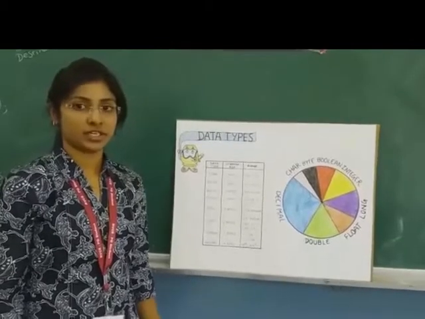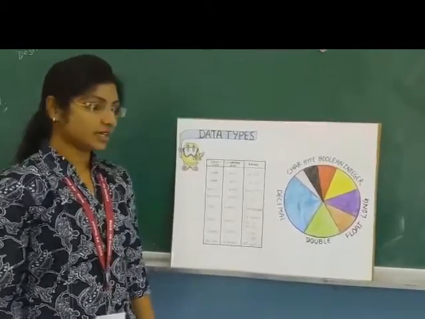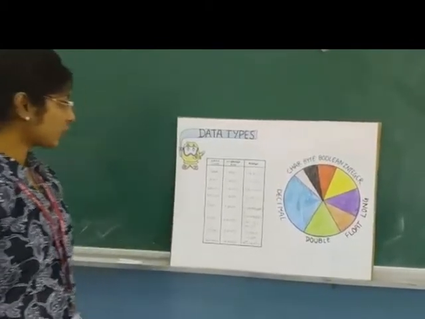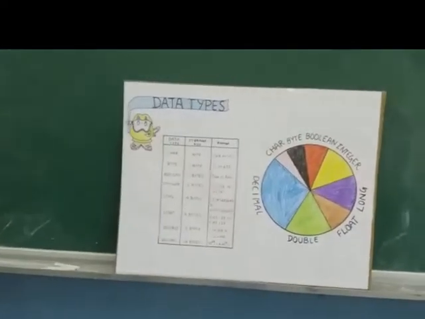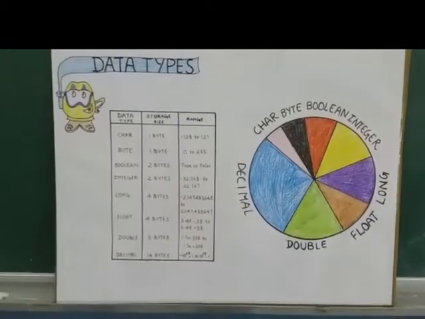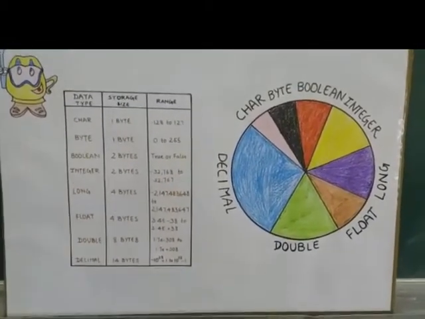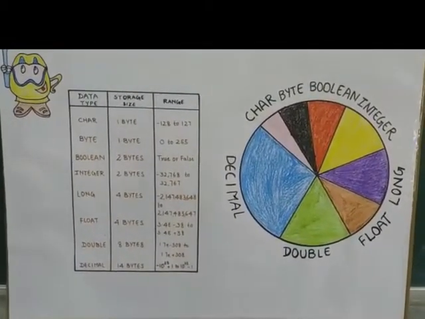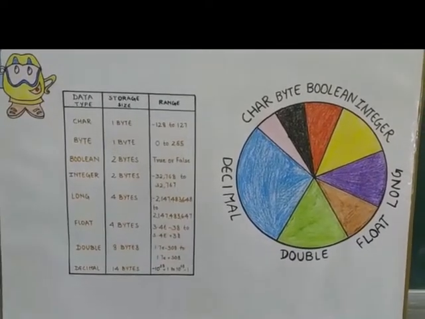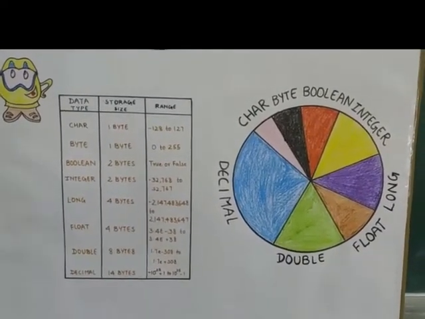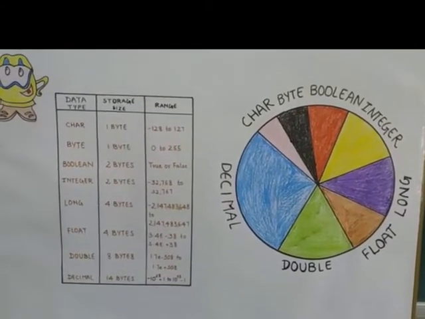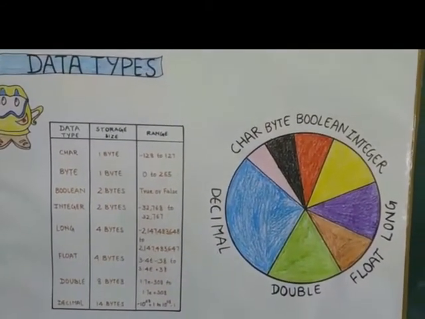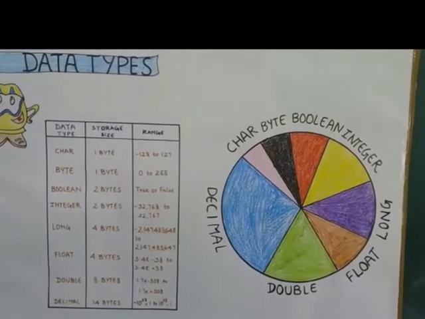Let me tell you the storage allocation of the different data types. Let me take character data type. That includes storage size of 1 byte and it ranges from -128 to 127. And the next comes byte. It takes only 1 byte of memory and it ranges from 0 to 255. And the next is boolean. The storage size of boolean is 2 bytes. It returns either true or false. You can observe in the pie chart that it resembles only a small part, that is only 2 bytes.